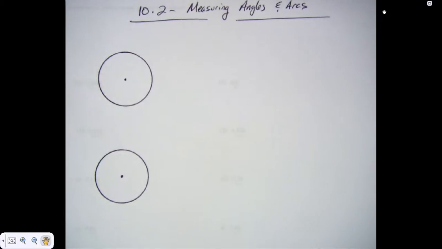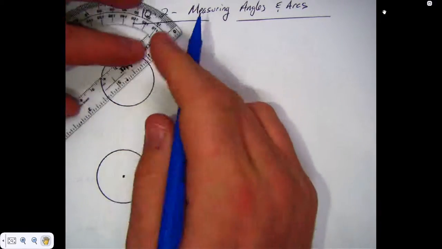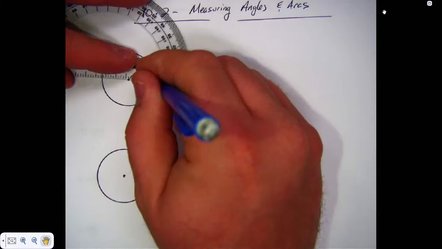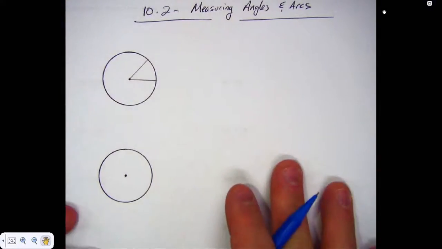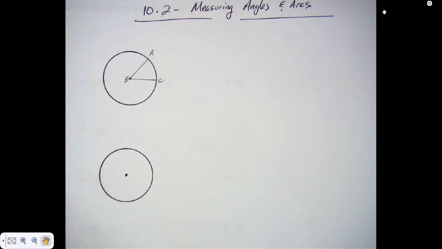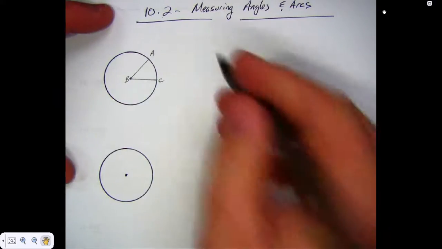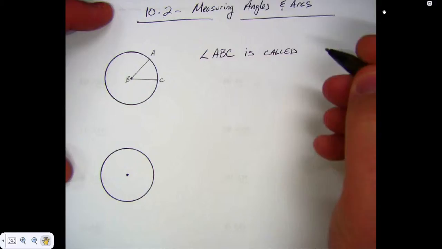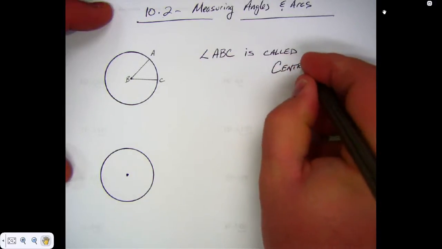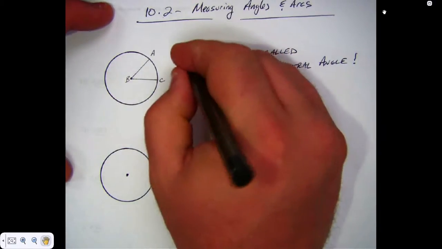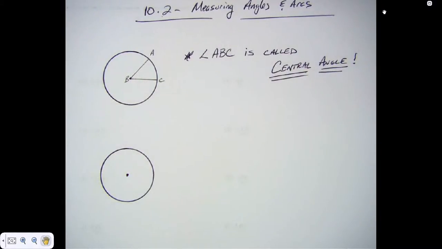Okay, measuring angles and arcs. Let's draw an angle right here. Very important thing here. Angle ABC is called a central angle. You will deal with them a lot.